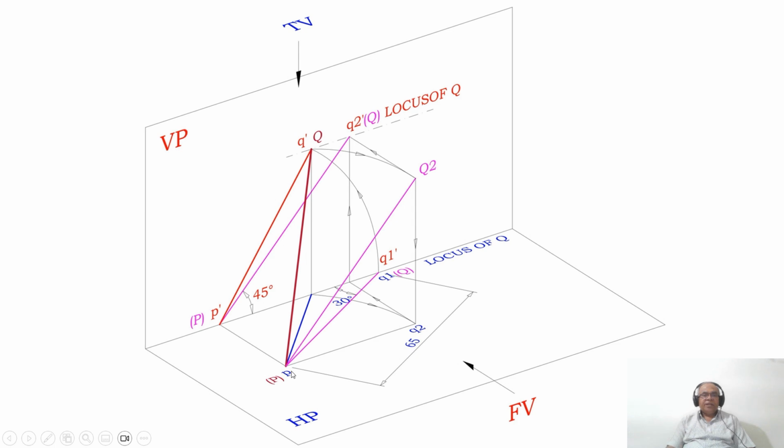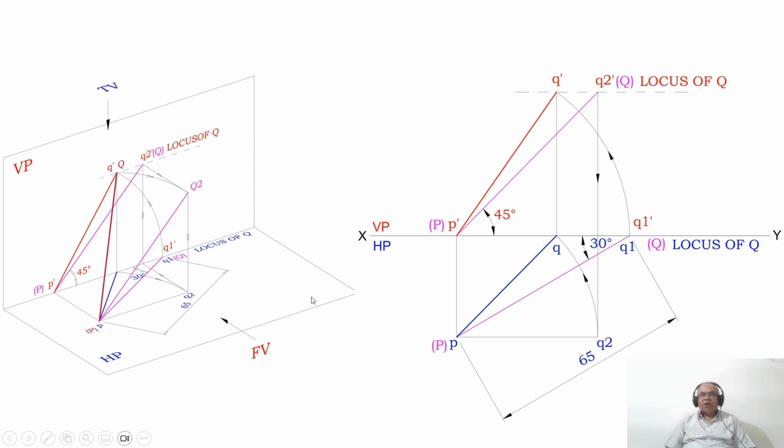So here P is on HP, Q is on VP. In other words, P is on HP and Q is on VP. So how to do this when you are doing it in orthographic view? Once you get this point, now I am going to take the true length in the front view. This is the true length in the front view means what? Its corresponding top view should be parallel to XY.